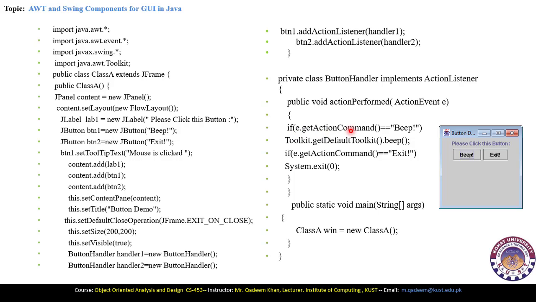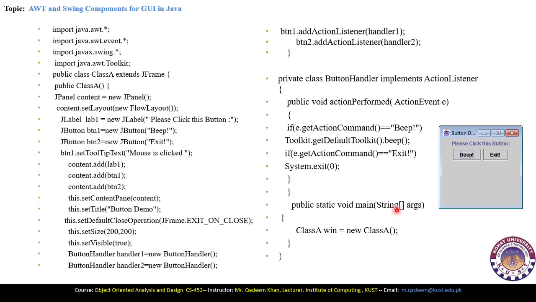So if e.getActionCommand equals beep, and similarly if e.getActionCommand equals exit, these two are the labels which are defined here. So when you click on the beep button and when you click on the exit button, these two lines of code will be executed. If you click on the beep, then Toolkit.getDefaultToolkit().beep(), so it will create the beep. And if e.getActionCommand equals exit, then the system will exit. So here System.exit means the program will be closed.